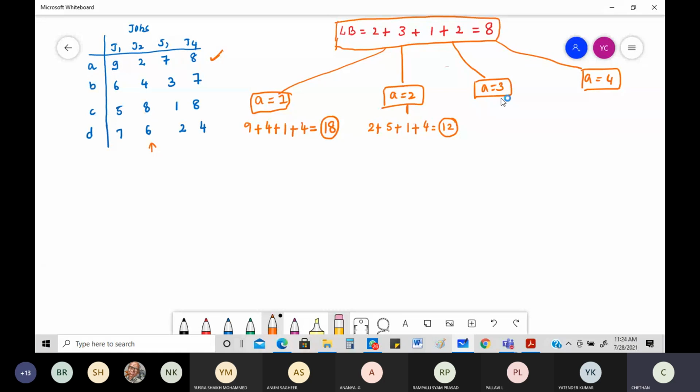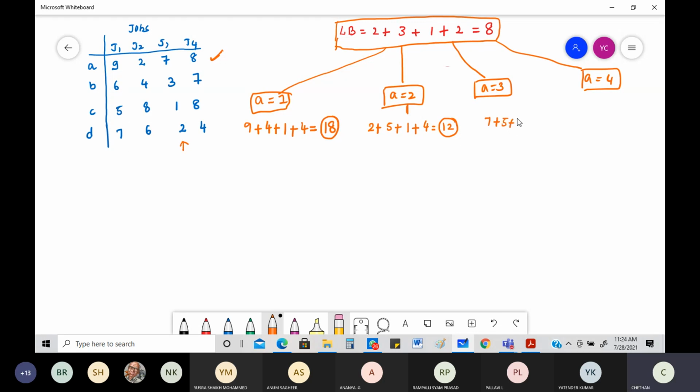Then think of A3 now. If A is doing the third job, it is nothing but 7 plus, now be careful, again we should not be taking the third column. So for the other three columns, 6, 5, 7, the smaller is 5.